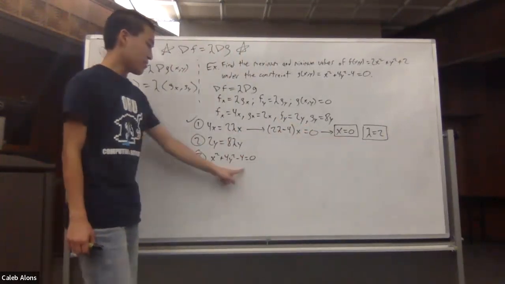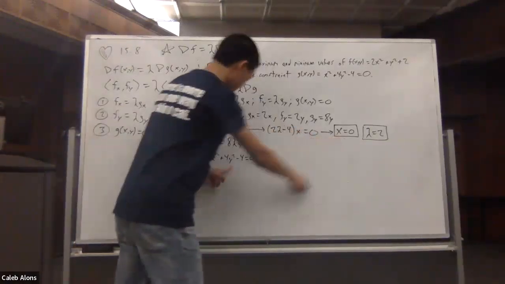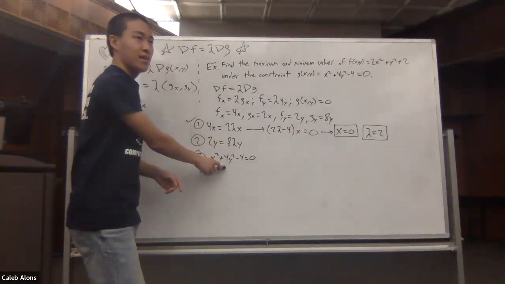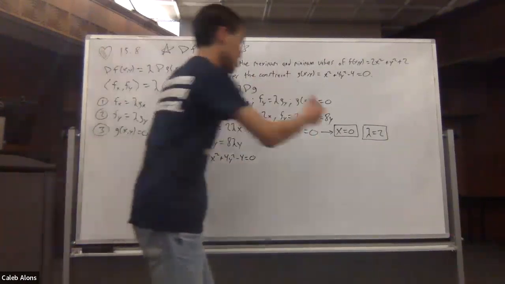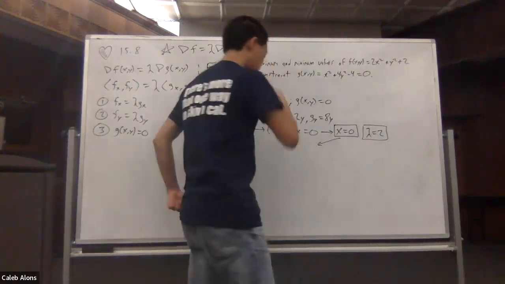No, because I know that my third equation only has x and y. Well, if I know what an x is, then I can just isolate for y. And then that's going to give me my first set of points. So if I say x is equal to 0 here, plug into equation 3.